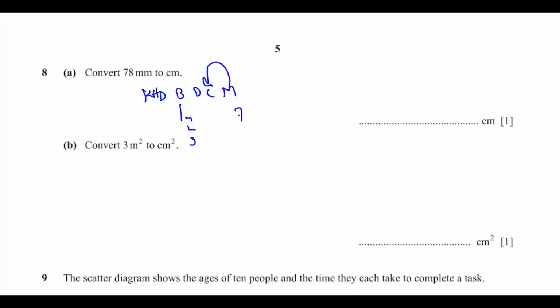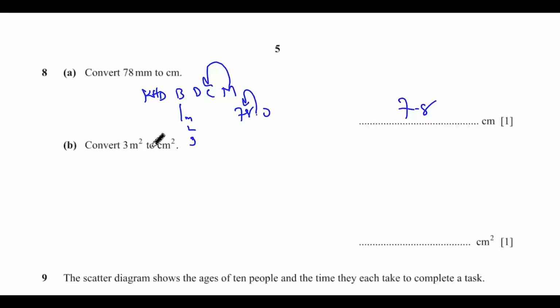So we have 78, which is the same as 78.0. So millimeters to centimeters, it will just be 1 backward according to this direction. So the answer is 7.8 centimeters. Okay. Part B, convert 3 meters squared to centimeter squared.